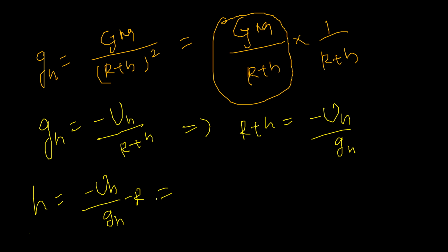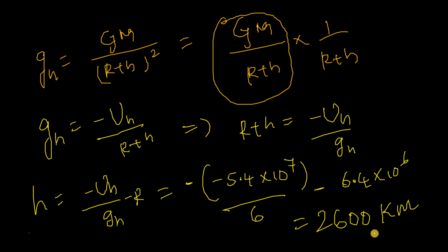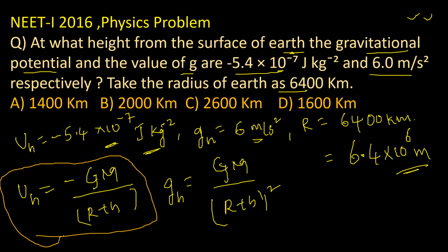Now substitute all the values: minus of minus 5.4 into 10 power 7 by g value 6 at a certain height, minus 6.4 into 10 power 6. If you solve everything, we will get 2600 kilometer. So that is the answer. The answer is C.